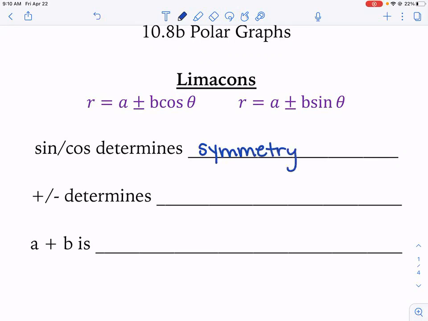Okay, so if we have a cosine, our limaçon is going to go to the right or to the left because we have that horizontal symmetry. If we have a sine limaçon, it's going to go up or down because we have that vertical symmetry. Okay, now the plus or minus, did you figure out what happens if this was a plus versus a minus?